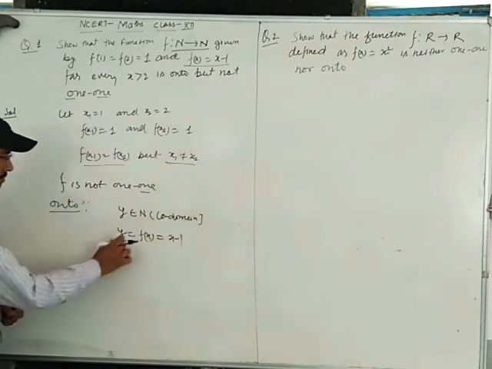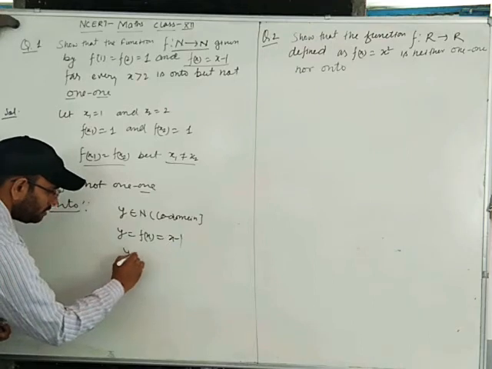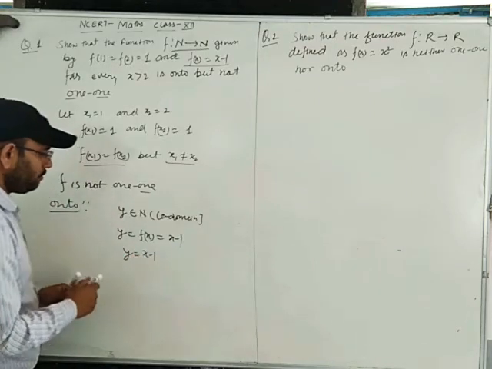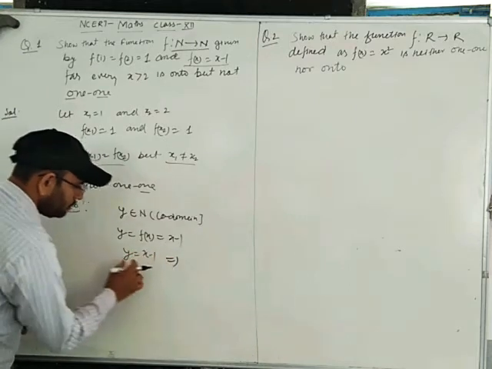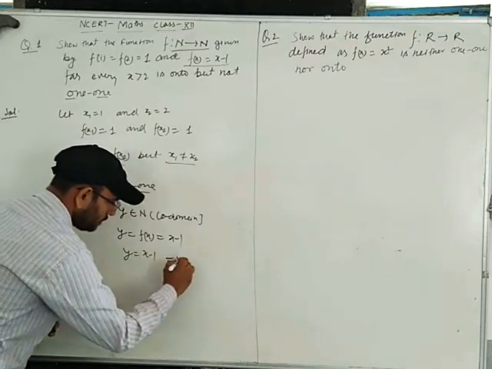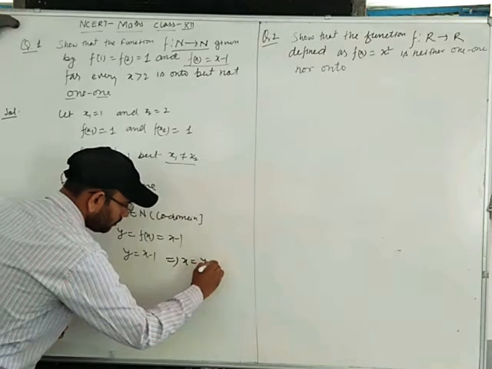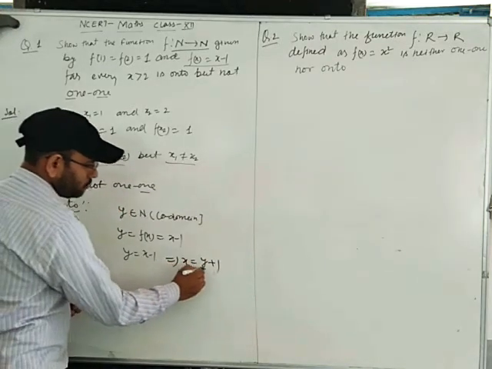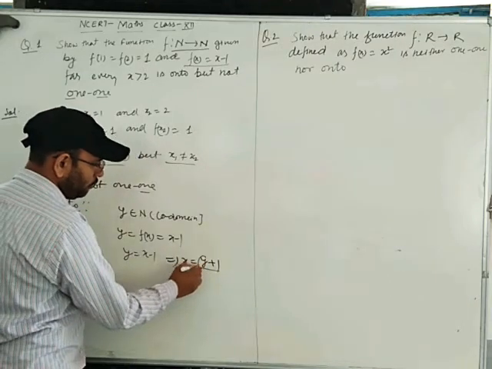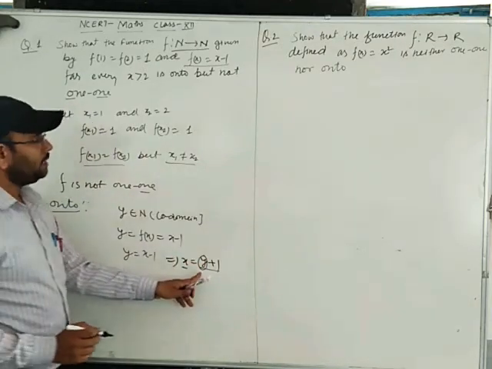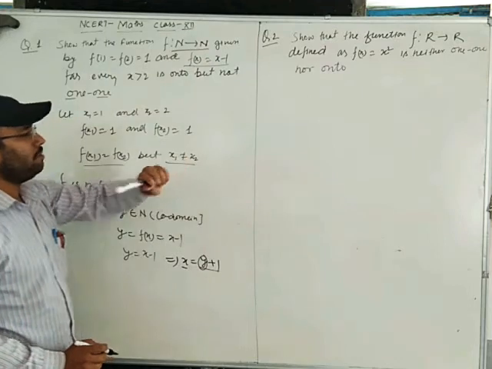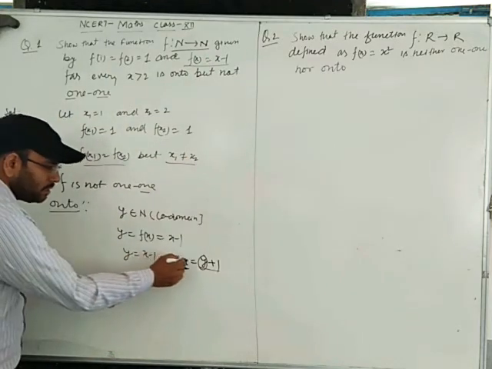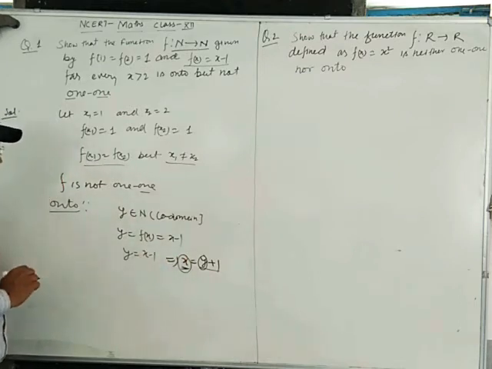Clear? Y is equal to x minus 1. Now we'll find the value of this x in terms of y. So what we get? x is equal to y plus 1. Clear? So clearly when we change the value of y, and y is a natural number, you will get another value of x which is also a natural number.